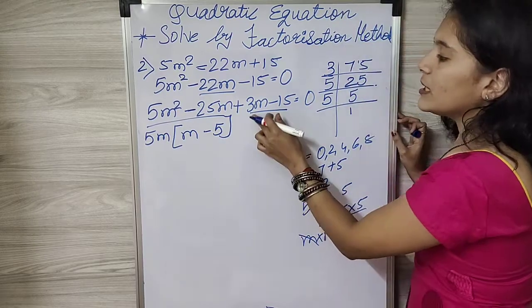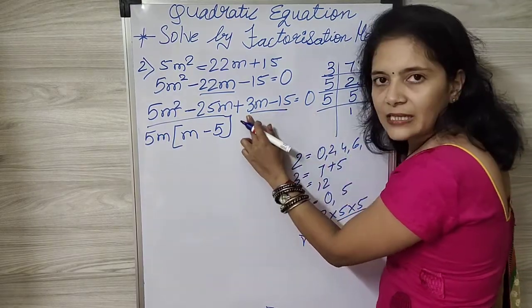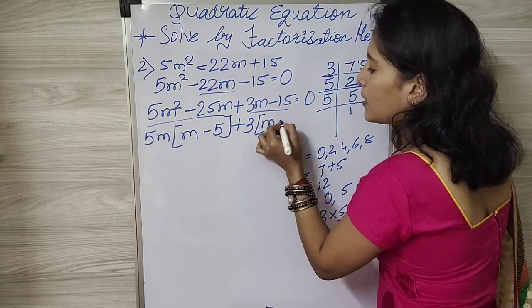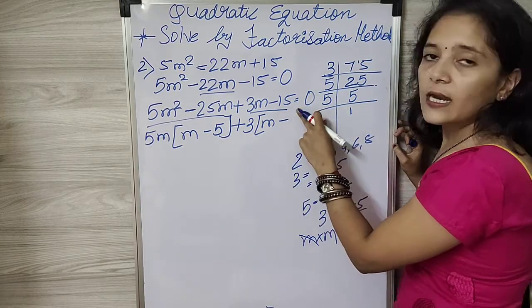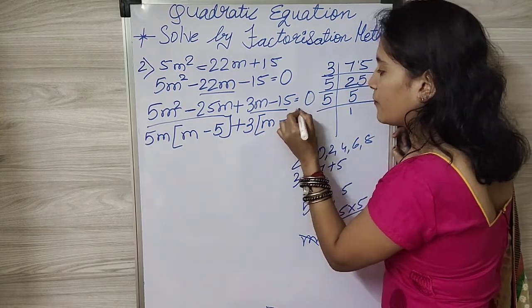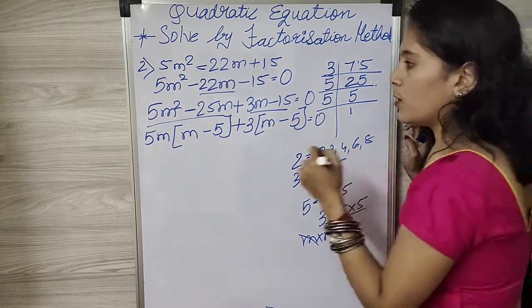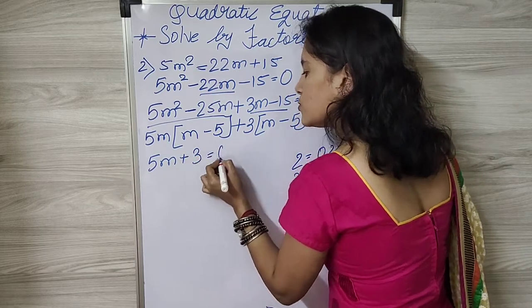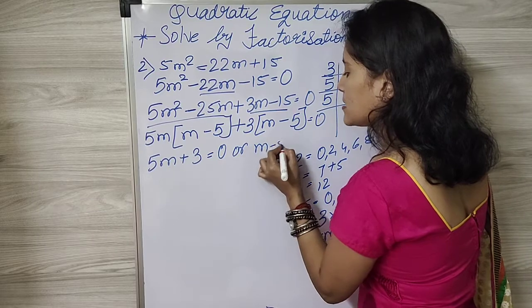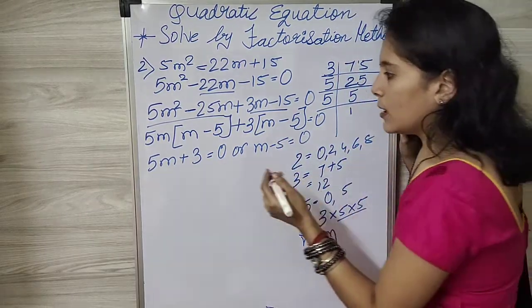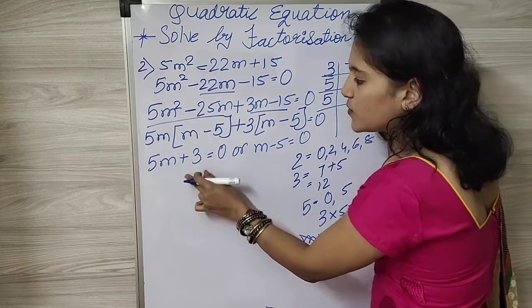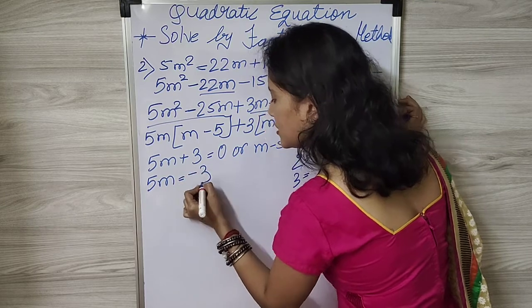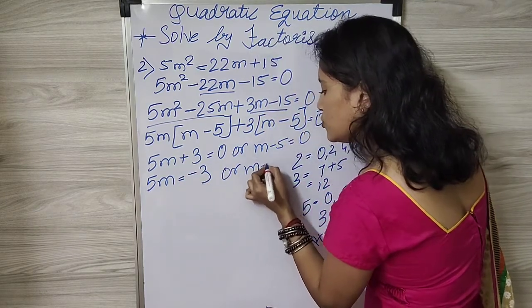So next, 3m minus 15. Is 15 divisible by 3? Obviously yes. So plus 3. Now what is remaining inside? M minus. If it is divisible by 3, then what number? That is 5 is equal to 0. Right? Now what I have got is 5m plus 3 is equal to 0, or m minus 5 is equal to 0. Now this is plus 3. When it shifts to this side, it becomes minus 3. 5m is equal to minus 3, or m is equal to 5.